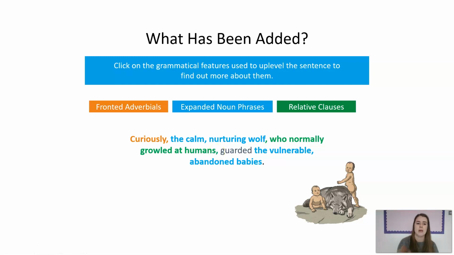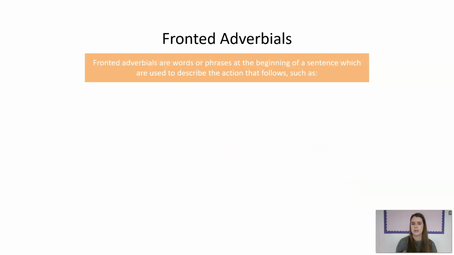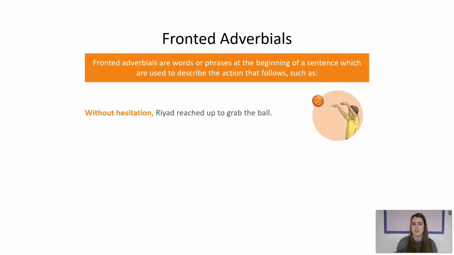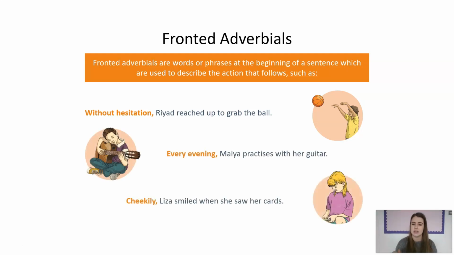So let's have a quick recap of fronted adverbials and expanded noun phrases and relative clauses, okay? So fronted adverbials are words or phrases that go at the beginning of a sentence, okay? It's to describe the action that's going to follow on from that sentence. So without hesitation, Riyadh reached up to grab the ball. Every evening, Maya practices her guitar. Cheekily, Liza smiled when she saw her cards, okay? So you can see how we've got the different adverbials at the beginning.